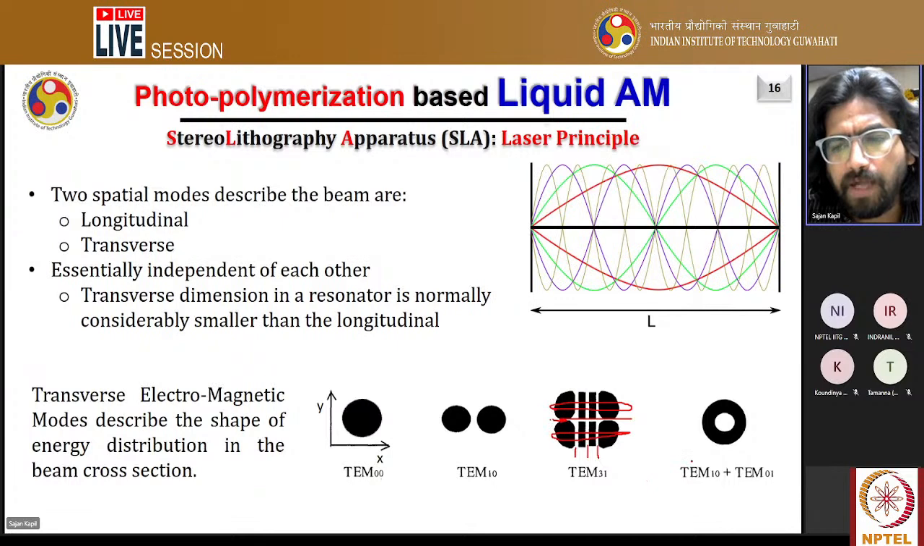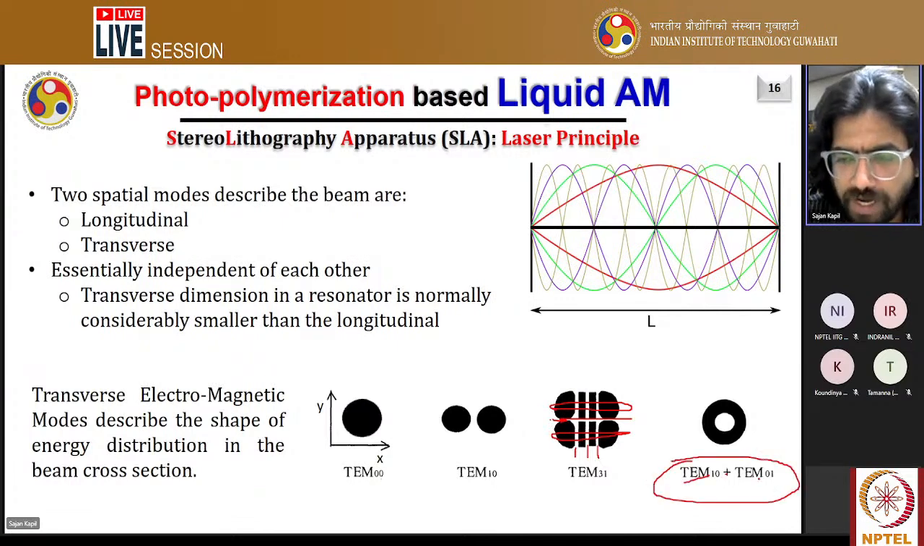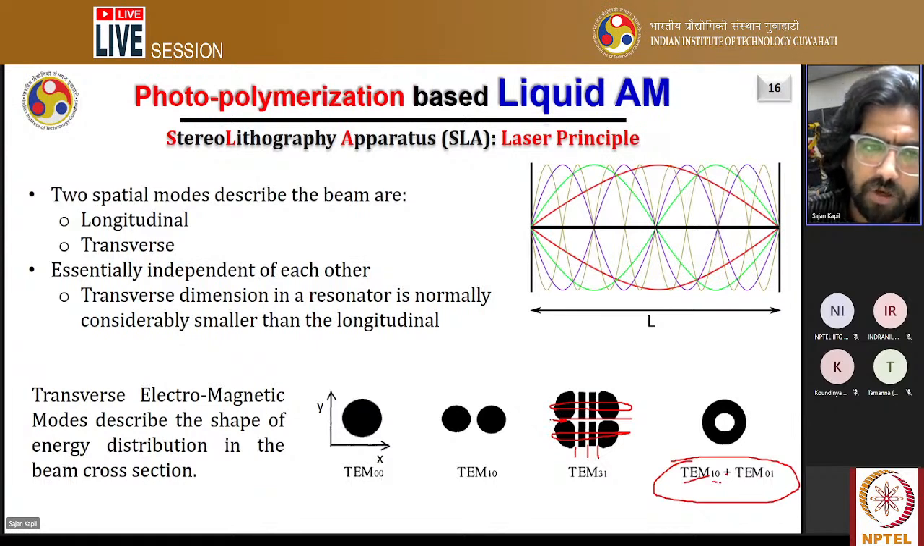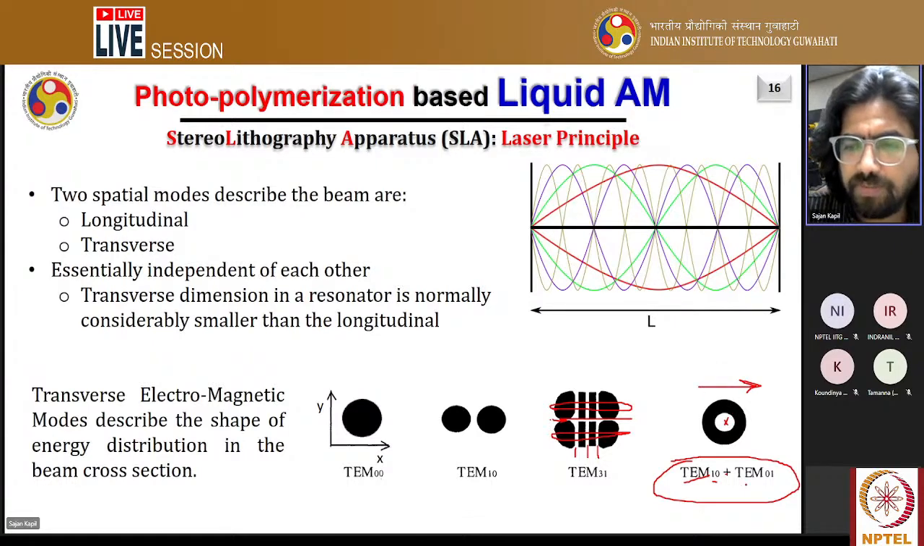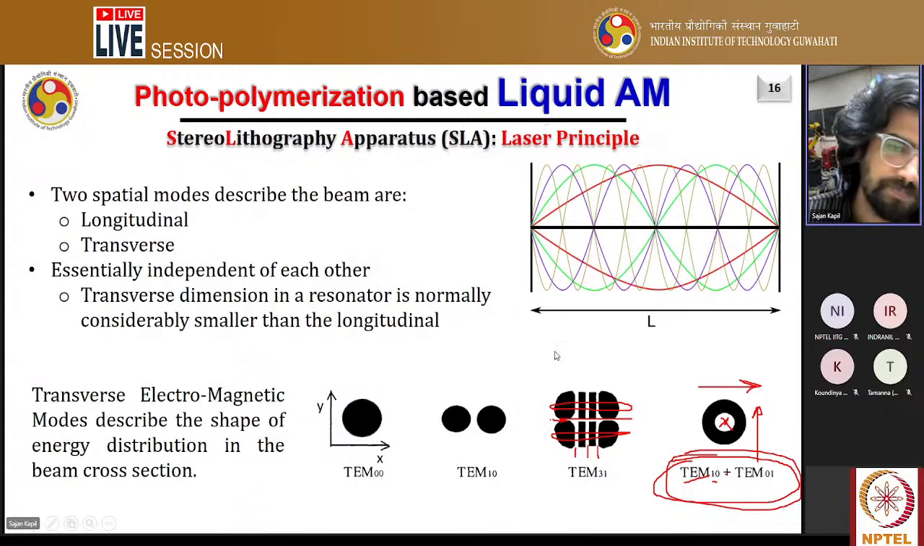Correct. And now this is telling us that this is a combination of TEM10 and 01. 10 means, like I said, there will be one non-illuminating point along the x-axis. So if I go in the x-axis, there is one non-illuminating spot here. Similarly, if I go in the y-axis, I'll see another non-illuminating point in that direction. Hence, it's a combo, and that's the donut shape beam.